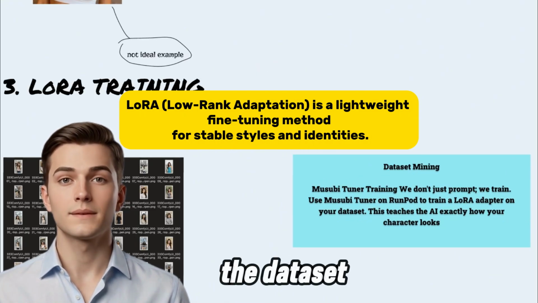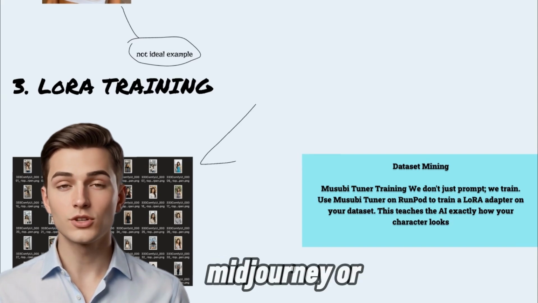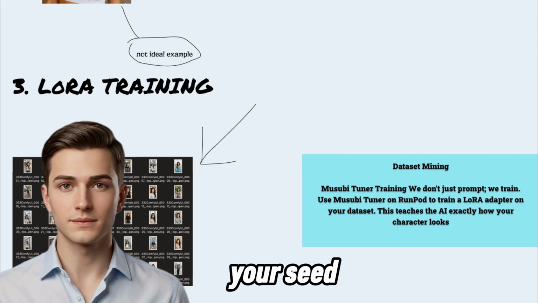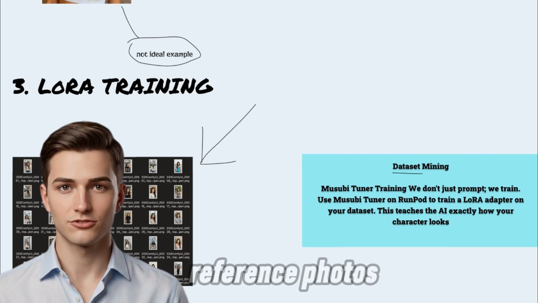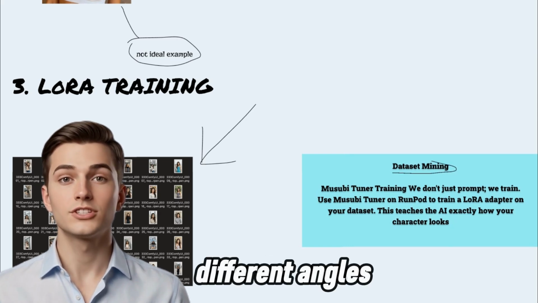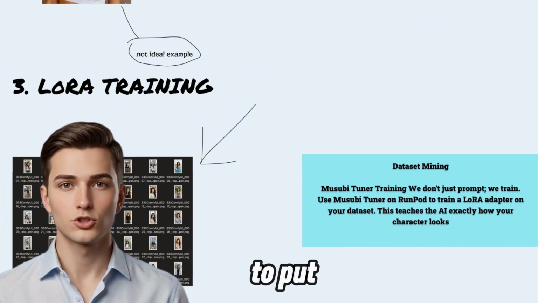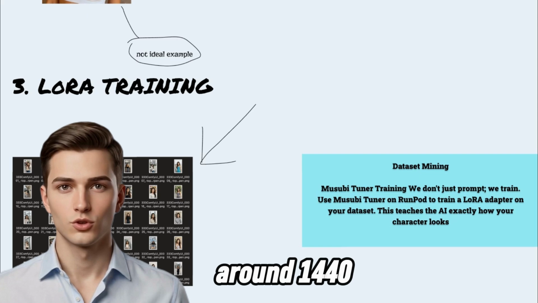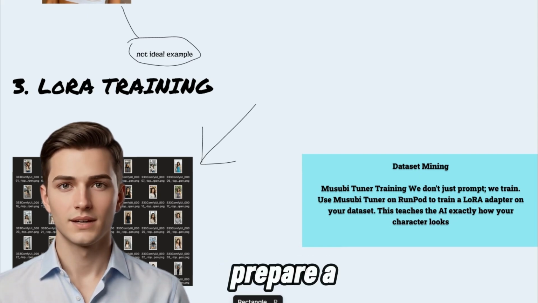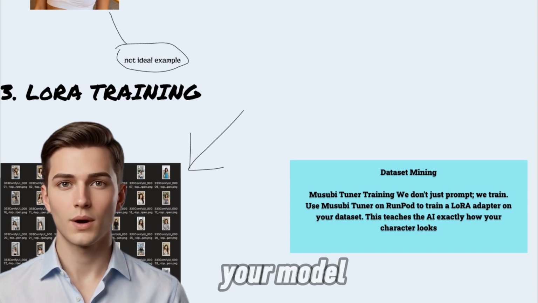Next is the dataset. How do we make her look consistent? First, generate a base face in Midjourney or Flux. This is your seed. Then, build a dataset. Find 15 to 20 reference photos from Pinterest, different angles, lighting, and poses. Use a tool like C-Dream or a FaceSwap bot to put your base face onto these reference photos. Crucial tip, keep your resolution consistent, around 1440 by 1080. Prepare a text file with prompts for each image. This folder is the DNA of your model.